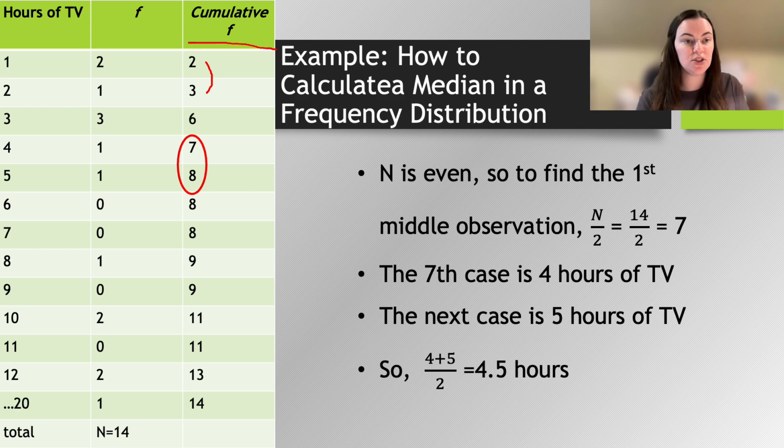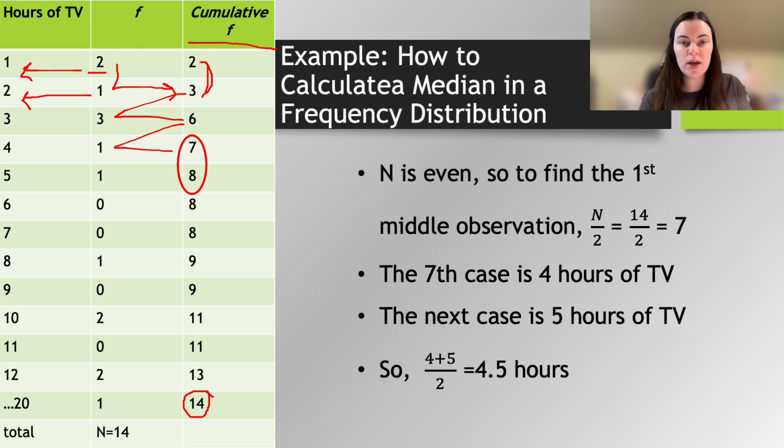In this case, I started with 2 students saying that they watch 1 hour of television. I have another student, just one, who said that they watch 2 hours. So that's where I'm going from 2 to 3. I'm just doing 2 plus 1 equals 3. If I do 3 plus 3, I get 6. 6 plus 1 is 7, so on and so forth, all the way until we get our total cumulative frequency, which should always match our total number of observations.